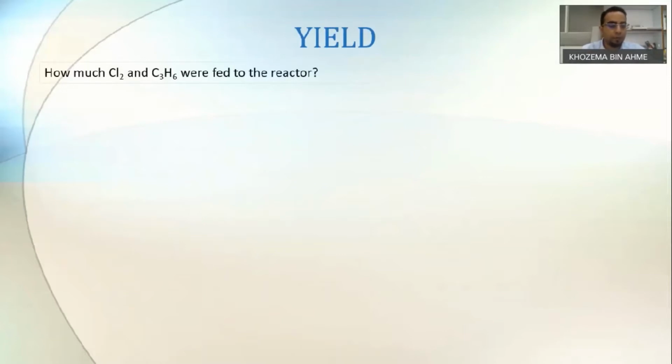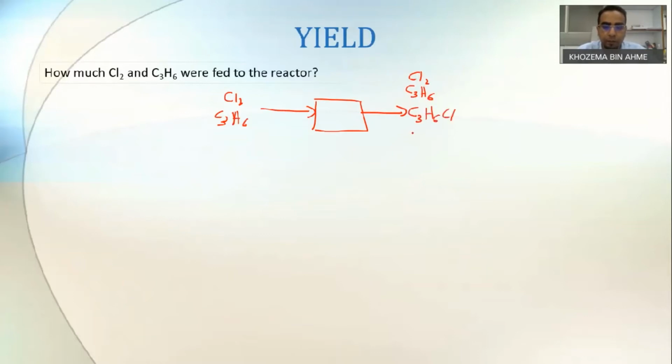So for A, the question is asking us to calculate how much chlorine and propane were fed to the reactor. So let's say if we just draw our process flowchart, this is our feed where we only have chlorine and propane. And then after sometimes the reaction occurred, we still have the unreacted chlorine, the unreacted propane, our product which is chloropropane, dichloropropane, and also HCl.